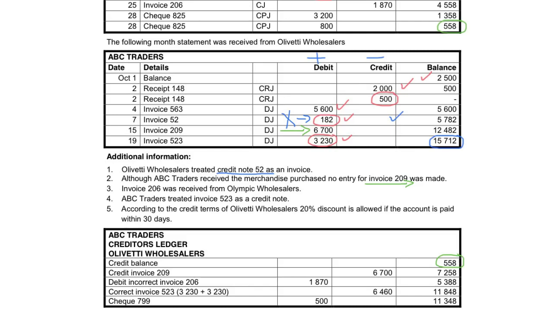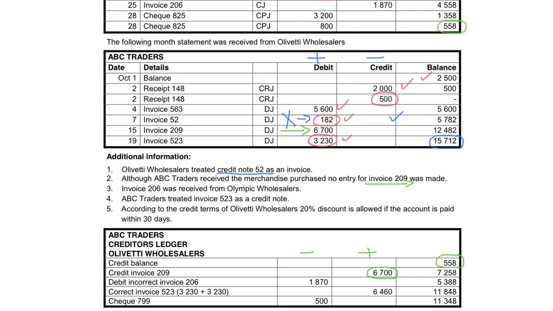And I will show that in the creditors ledger, the creditors increase on the credit side and decrease on the debit side. So if there's an invoice, it means that goods were bought and the debt must increase. That's why I will put the 6,700 on the credit side and I will add it to the 558 to determine the new balance, 7,258.